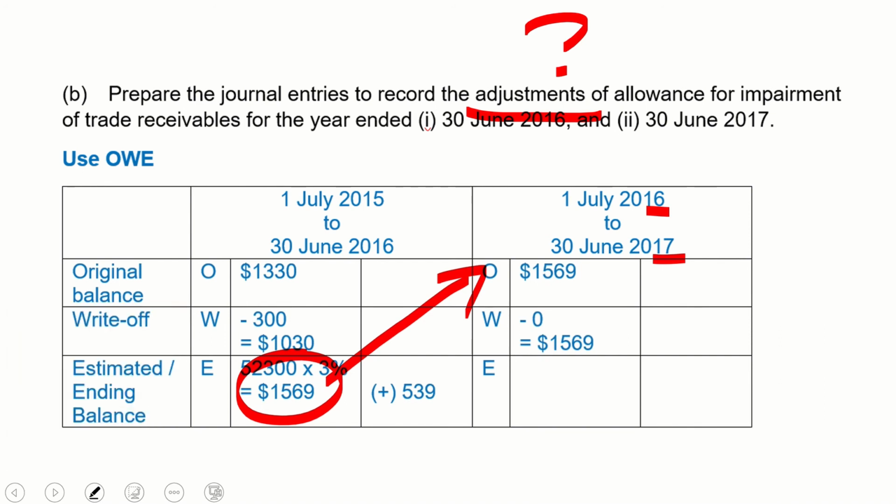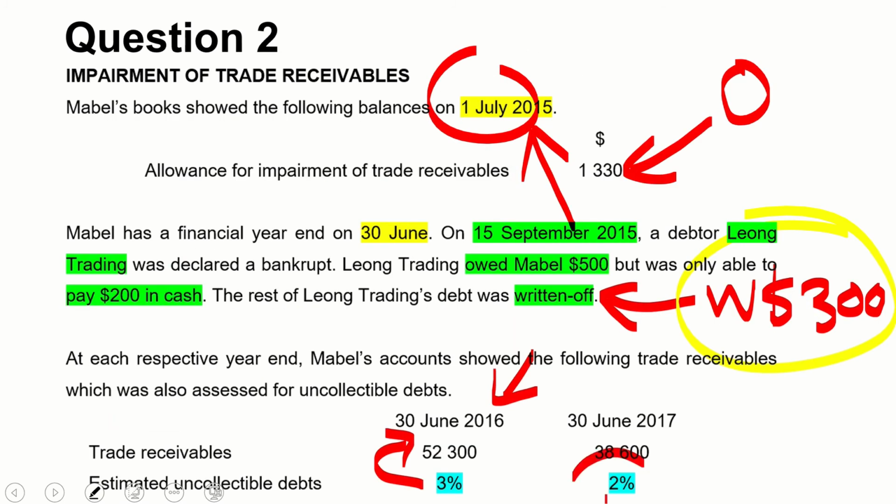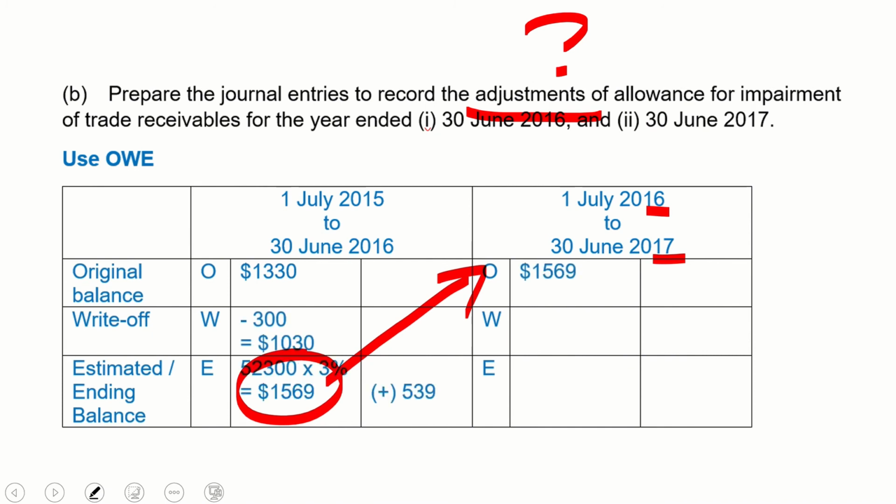So since there is no write-off in the second year, the write-off is 0. So 1569 minus 0 will give you 1569. This is the allowance which you have now. But what is the estimated allowance that you want? In the question, you will see that you want a 2% of your trade receivable as estimated allowance, all right? So it's no longer 3%, you only want 2%. So that is your estimated ending balance. Your estimated ending balance is only 2%, and that gives you 772.